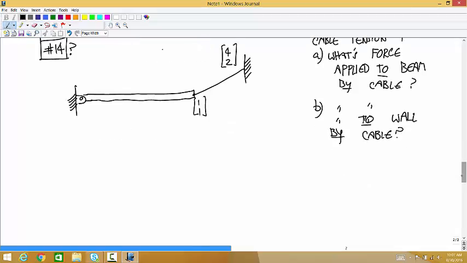Well, these cable forces are pulling forces, and so they're always parallel to the cable, and they always go away from the object that you're applying the force to, the object you're isolating. So for part A, since we're talking about a force applied to the beam, we know that that force has to be in that direction. And it has a magnitude of T.